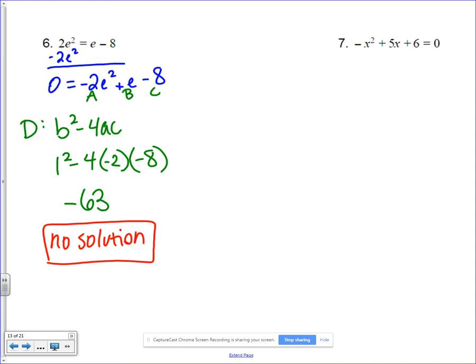No, 7 has 2 solutions. Go ahead and do number 7. Folks, I label it A, B, and C every single time for a reason.